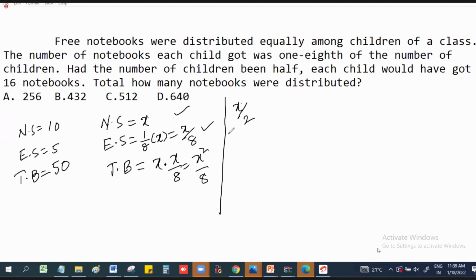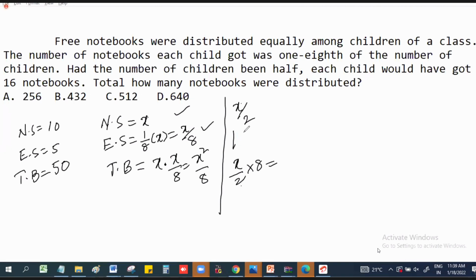The number of children is X by 2, and each child is getting how many books? 8 books. Then the total number of books is nothing but X by 2 into 8 only, no? Which essentially is X by 2 into 8. Sorry, each child gets 16 books. Yeah, 16 books.